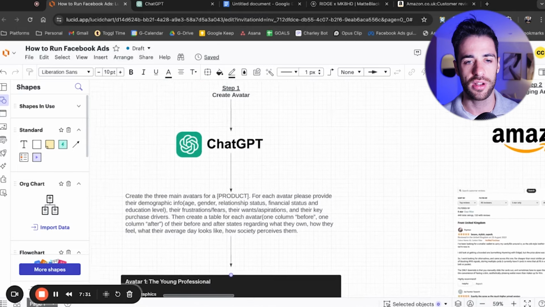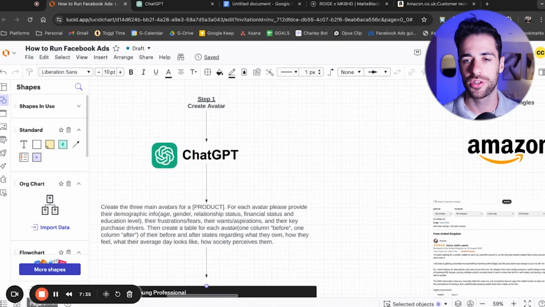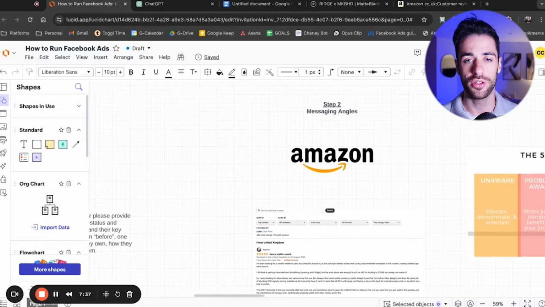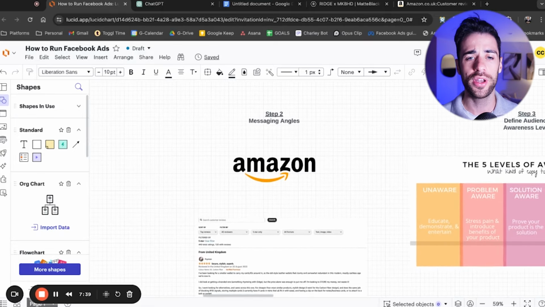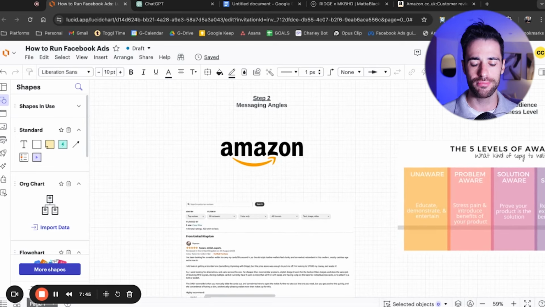We've created our customer avatar. Save that somewhere. You're always going to have these. They never change, but you might have new ones. And then we're going to go into messaging angles, right? What messaging angles are, it's not the actual messaging we're going to be using. It is the categories that the messaging is going to fit into, okay? So I will show you examples in a minute.